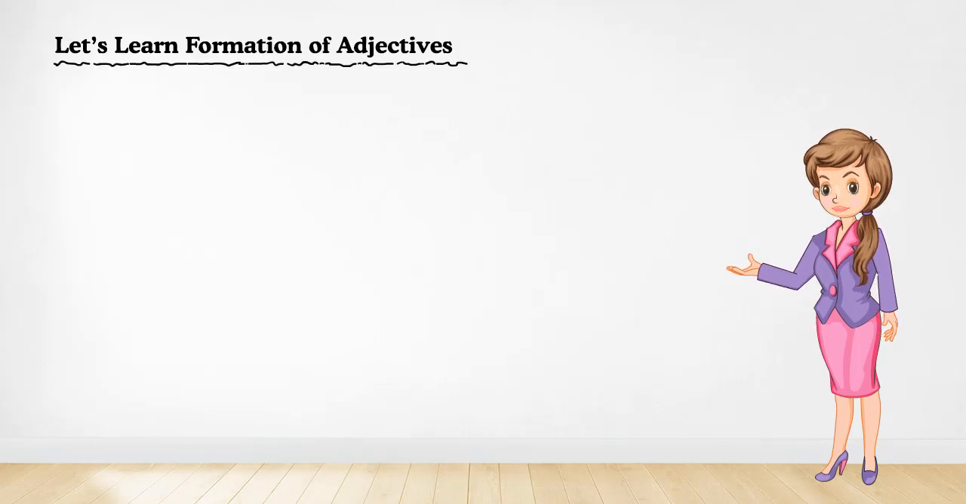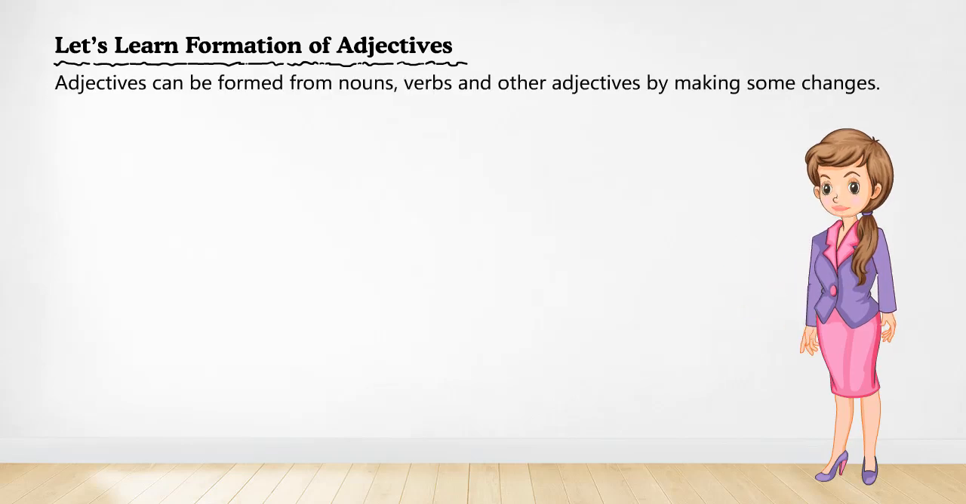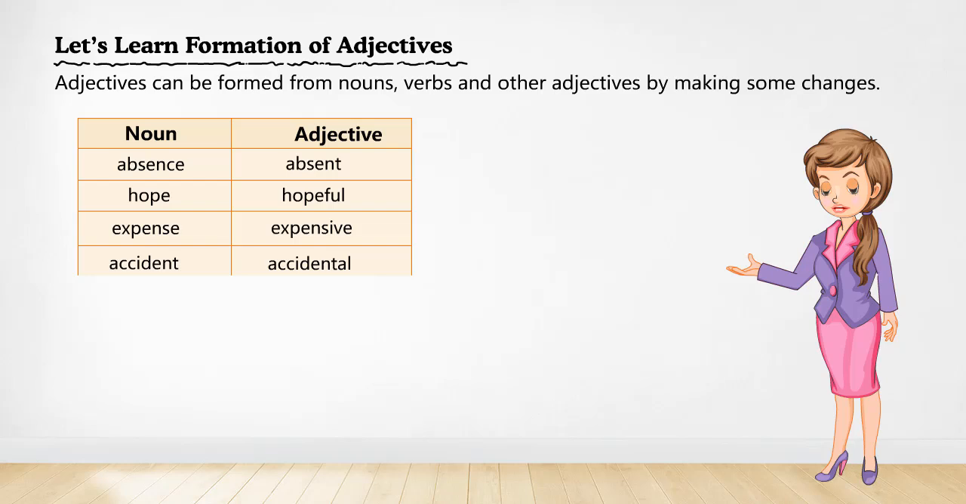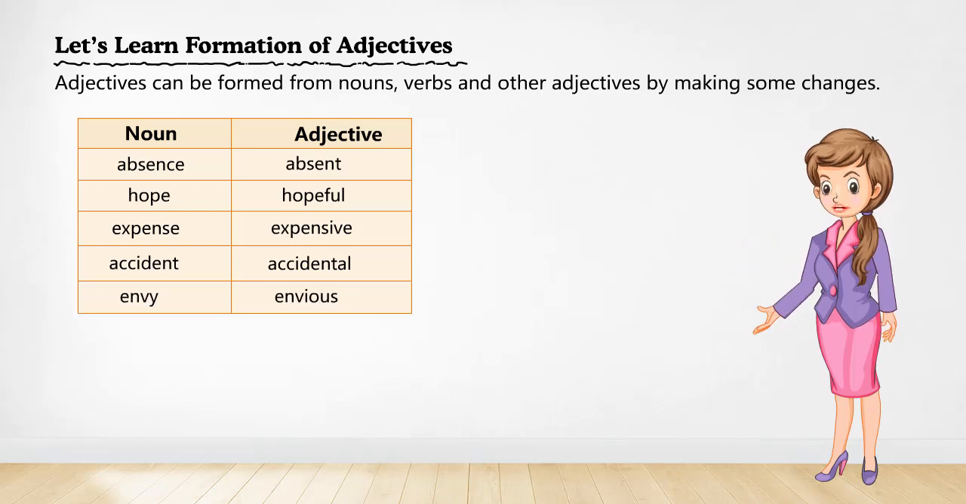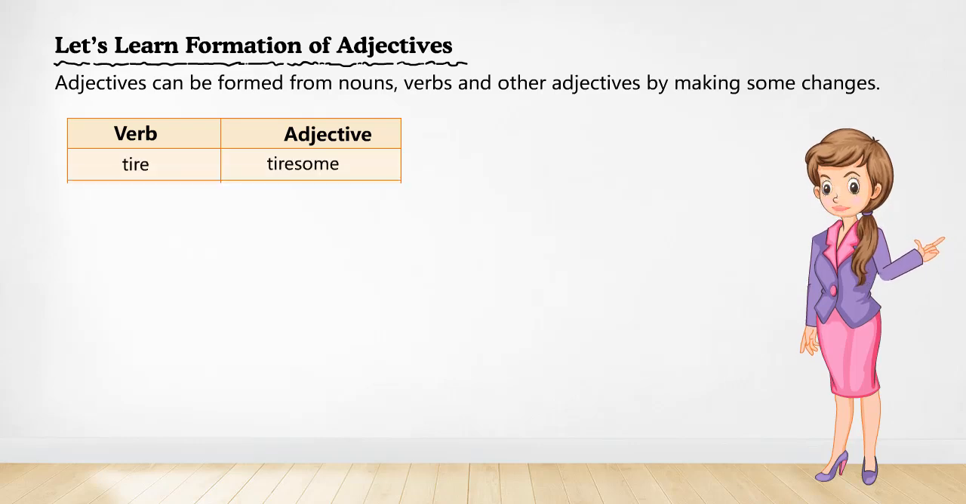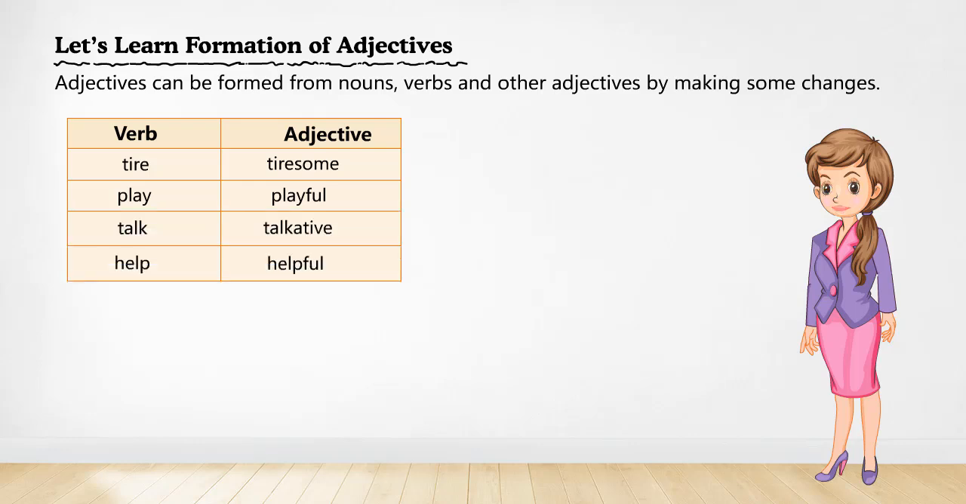Let's learn formation of adjectives. Adjectives can be formed from nouns, verbs, and other adjectives by making some changes. Noun, adjective. Absence, absent. Hope, hopeful. Expense, expensive. Accident, accidental. Envy, envious. Verb, adjective. Tire, tiresome. Play, playful. Talk, talkative. Help, helpful. Cease, ceaseless.